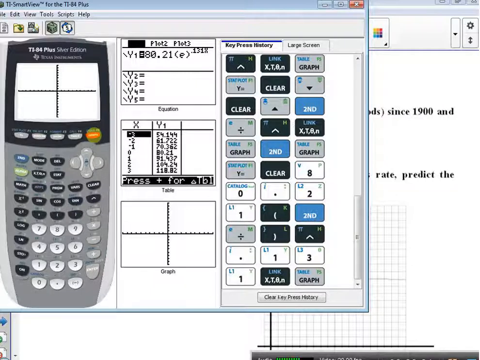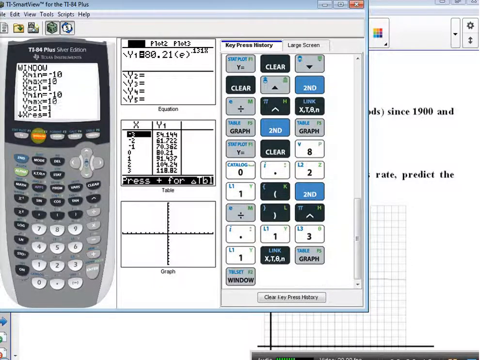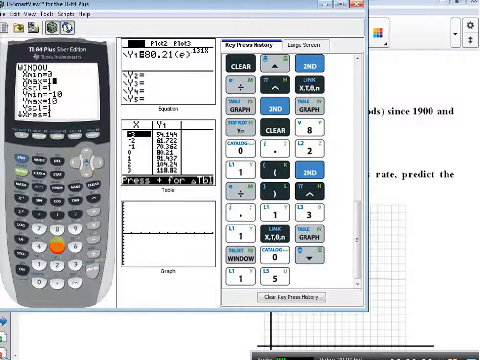I'm not really seeing too much. So I can see my table. If you look at 0, it's at 80.21. So I'm going to go in and change my window because it talks about graphing it in the interval 0 to 15. So I'm going to make x min 0, x max 15, and I'm going to change my y. So my y min can be -10, that's fine.